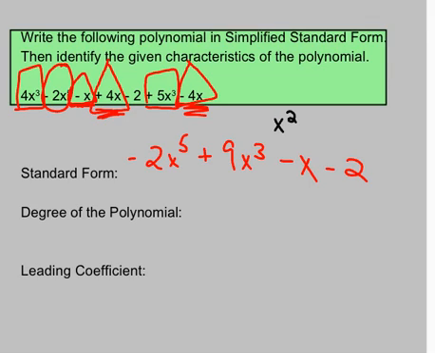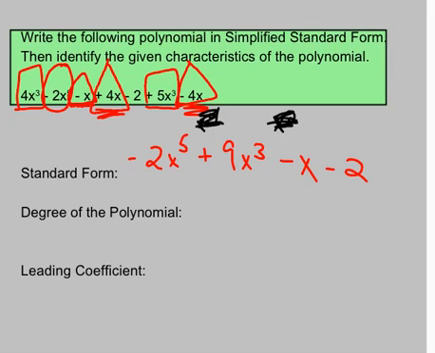Don't get confused by the x squares and the x to the 4th missing. That's not a requirement. They don't have to be there. Okay? So we just don't write them. We don't write x to the 0. We don't always write x to the 1. Okay, but those are things you should just pick up on. Shouldn't be too confusing that they're not there.